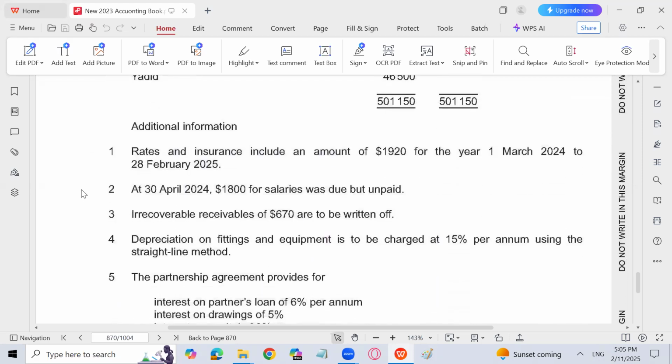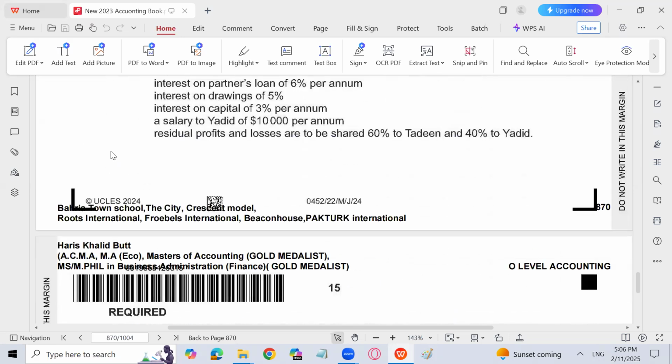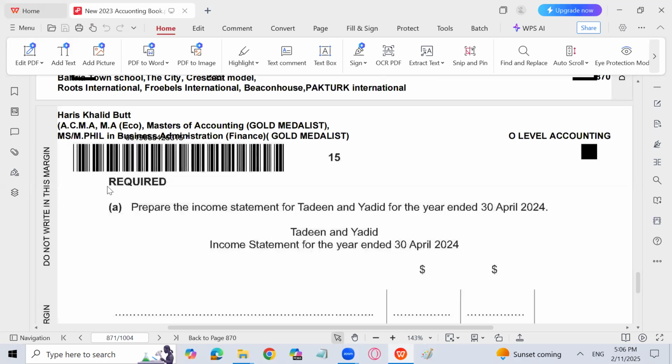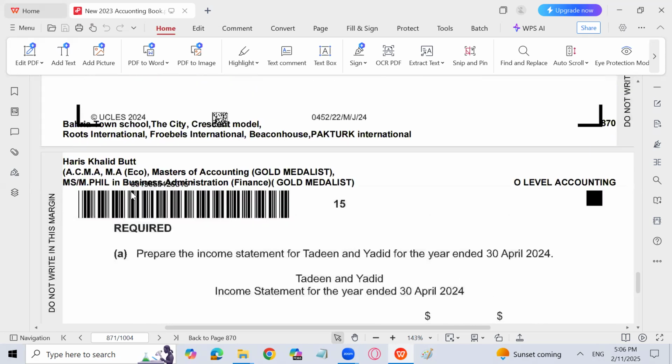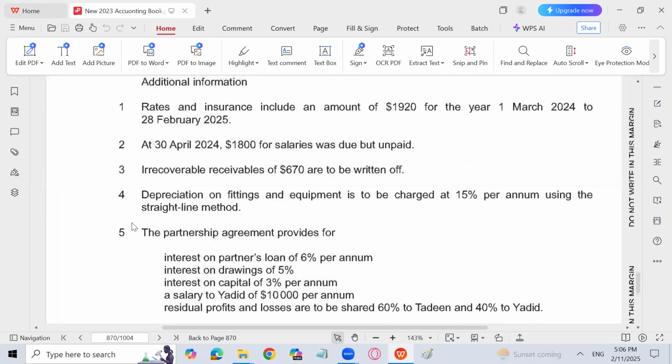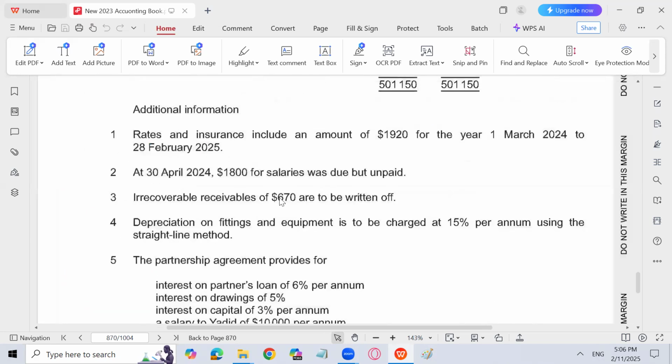Rates and insurance include an amount of 1920 for the year 1st March to 28th February, right? It starts from 1st March and it will end on 28th February 2025. Now let's see for which year we are preparing this question. Prepare the income statement or statement of profit and loss for 30th April 2024. So our financial year will end on 30th April 2024, where this 1920 has been paid from 1st March 2024 till 28th February.